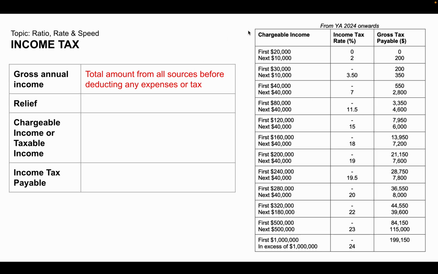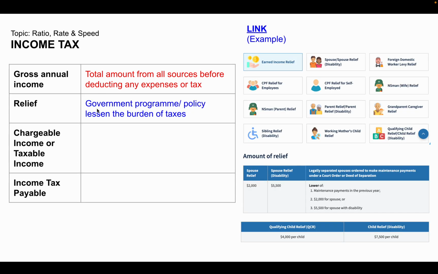So just now we talked about chargeable income. Before that, we need to know what is gross annual income, which is the total amount of money which one receives for the whole year, which includes the salary and any other amount of money. For example, dividends from investments. Next, relief. What does relief mean? It refers to the government program or policy that lessen the burden of taxes.